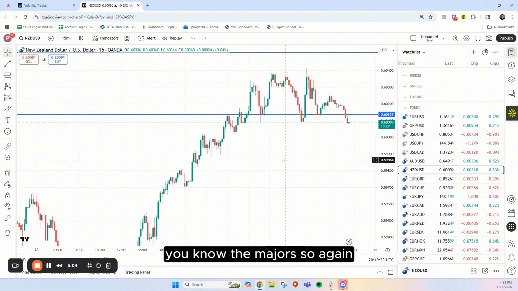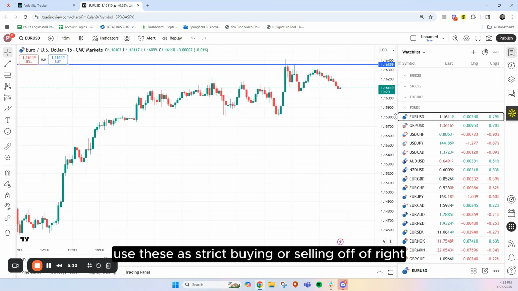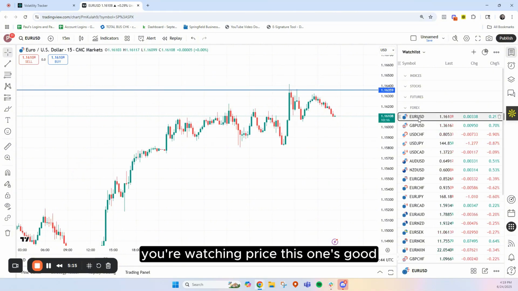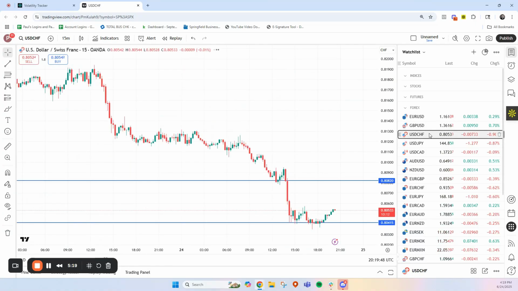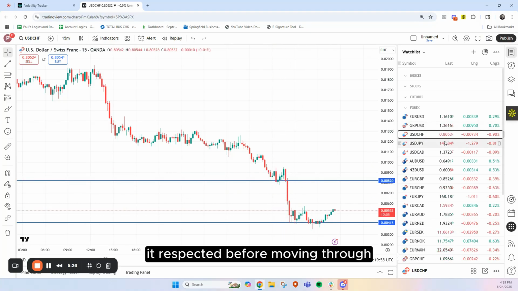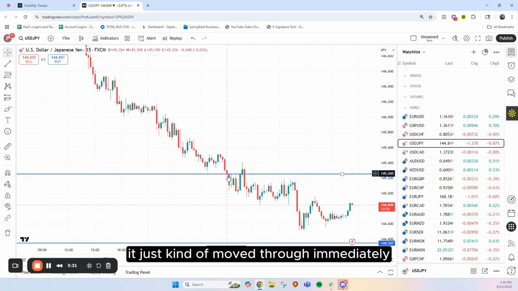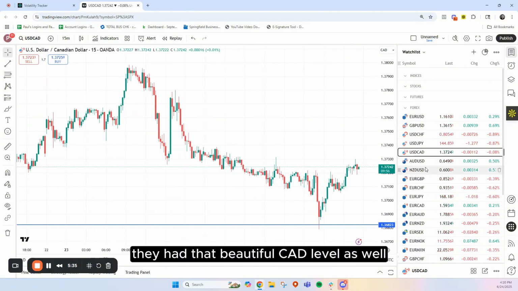So again, there are so many different types of strategies, but even if you had just used these as strict buying or selling levels, you're watching price. Depending on what you did, you've got the Swiss franc here, two levels that it respected before moving through. Dollar yen was really the only one that just moved through immediately and then took a little while and chopped around. And you had that beautiful CAD level as well.